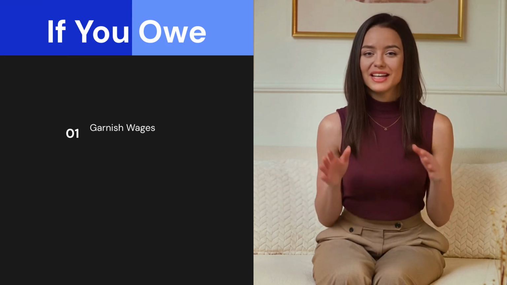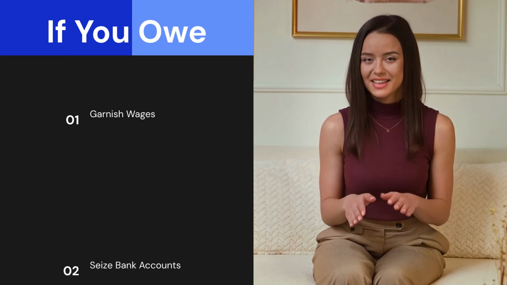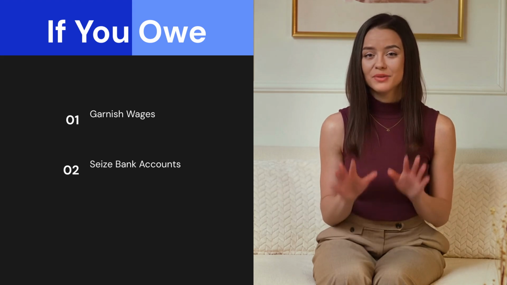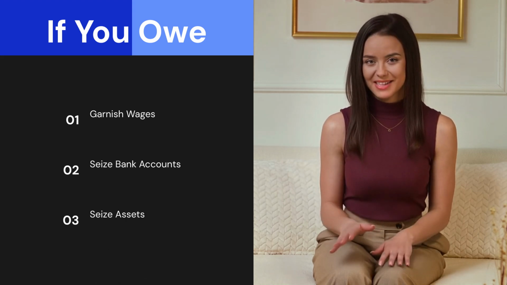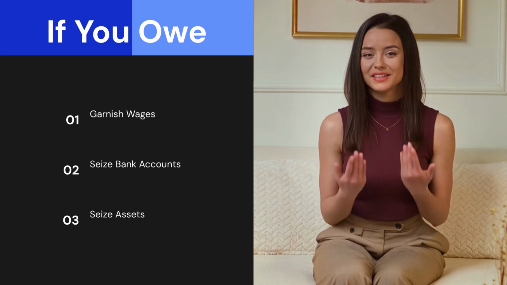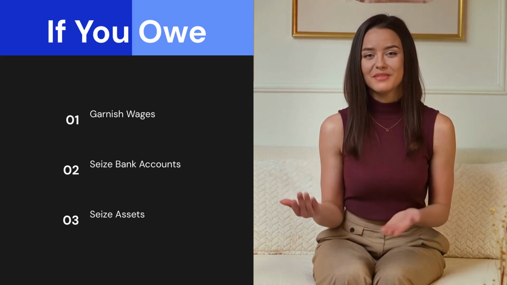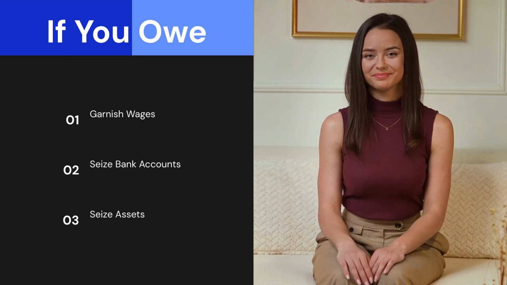If you owe the CRA, they have a large basket of tools they can use to collect from you. First, they can garnish your wages. Second, they can seize your bank accounts. And third, they can seize your home or other assets. The CRA's role is to collect taxes. They will do whatever it takes to get their job done.